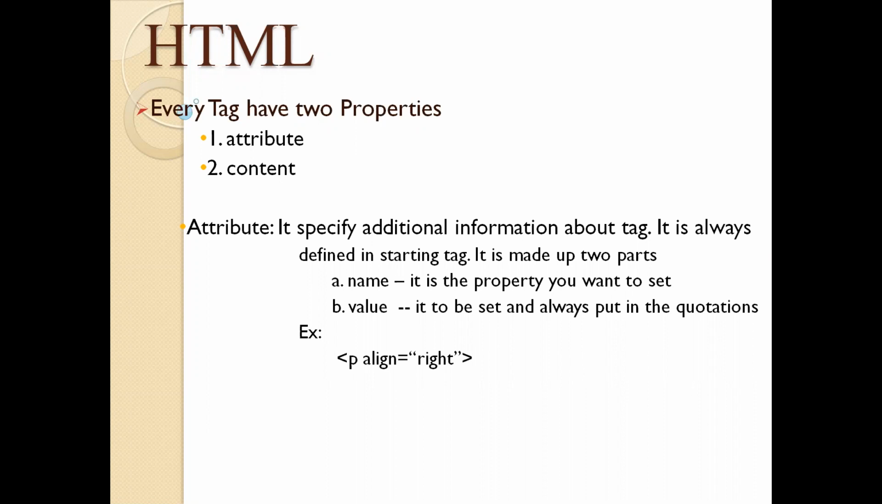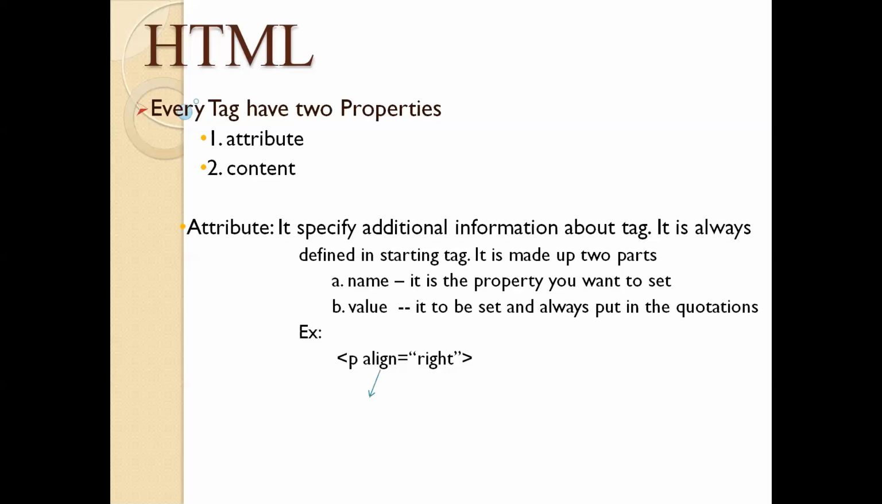The name suggests the property you want to set. So we want to set alignment. What alignment we want to set is represented on the right-hand side, and the value should be in double quotations. That is P align equal to right. So we want to align the text of the paragraph on the right side of the web page. We want to apply right alignment to the paragraph. Here align is the name of the attribute and right is the value of the attribute. That is why right was represented in double quotations.